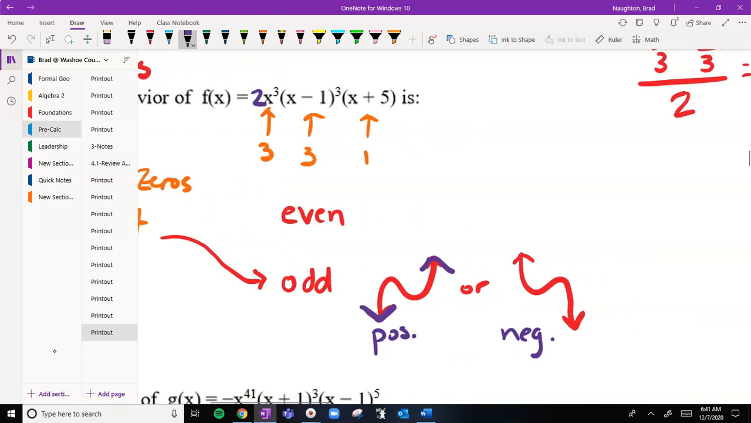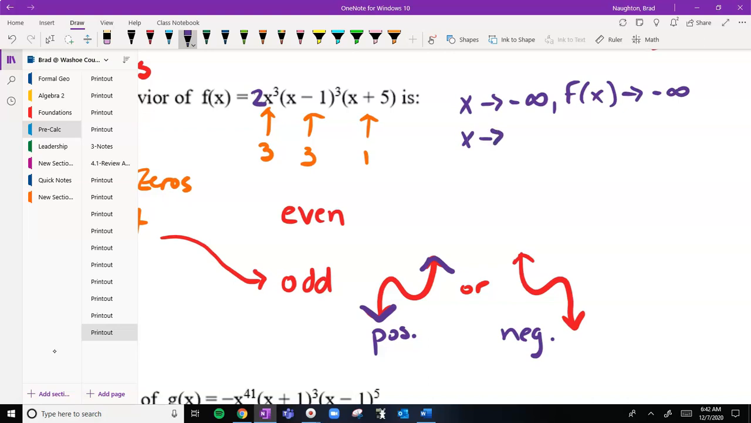So let's write our end behavior. On the left, when x approaches negative infinity, my arrow is pointing down, so f of x goes to negative infinity. And when it's going to the right, when x is positive infinity, my arrow is going up, so f of x is going to positive infinity. And that is our answer right there.